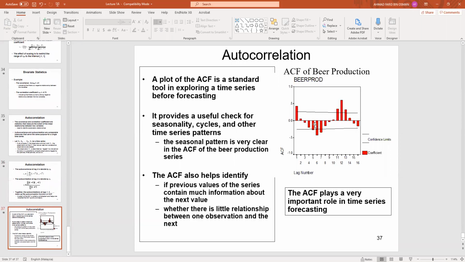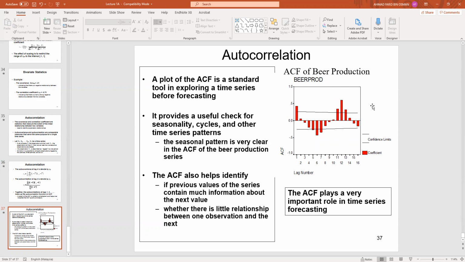So this is an example of a correlogram for the given series, the beer production. A plot of the ACF is a standard tool in exploring a time series before forecasting. It provides a useful check for seasonality, cycles, and other time series patterns. The seasonal pattern is very clear in the ACF of the beer production series.